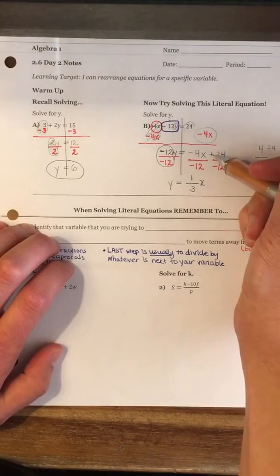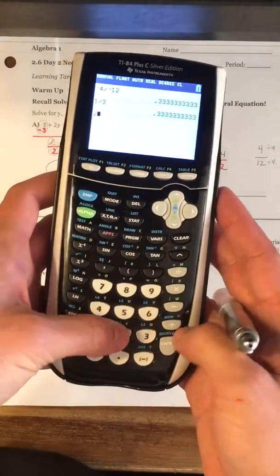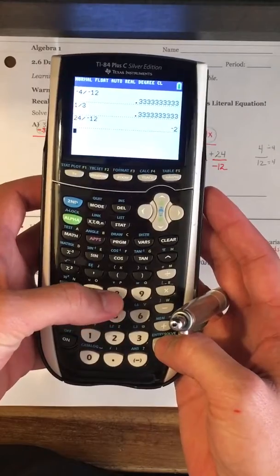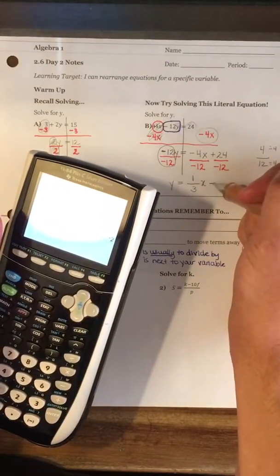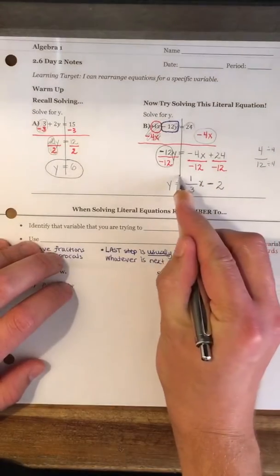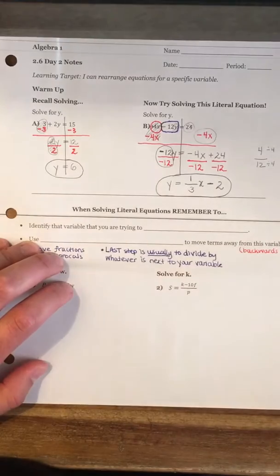Now I have a positive 24 divided by a negative 12. Oh, that's a whole number. It's just a negative 2. So a negative, or subtract away, 2. And that gives me my final answer then. y is equal to 1/3 x minus 2.